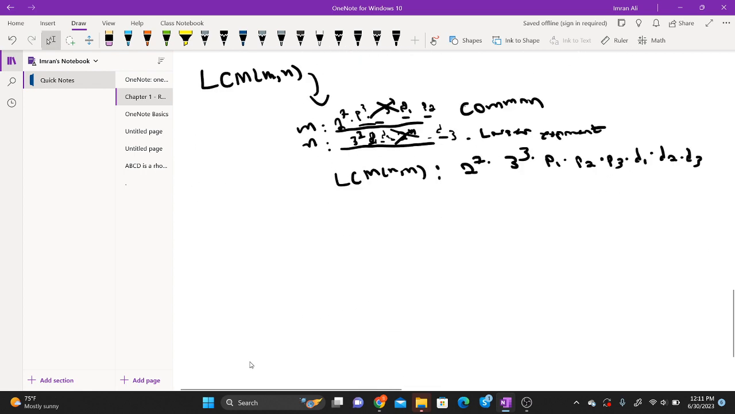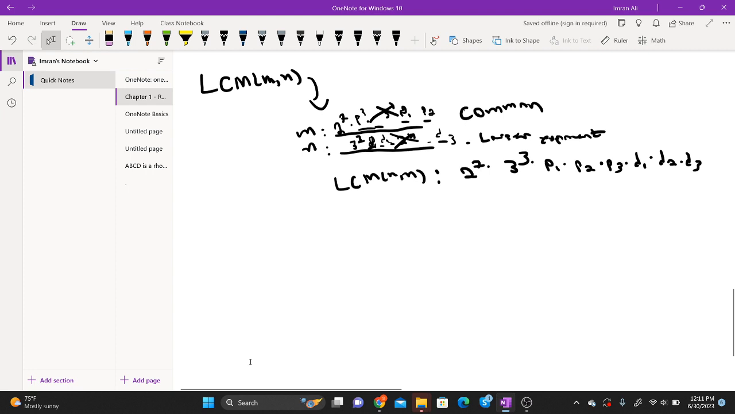Before we go on to more examples, it's important to note that there's an important theorem you need to know: if you have positive integers m and n, then m times n equals the LCM of m and n times the HCF of m and n.